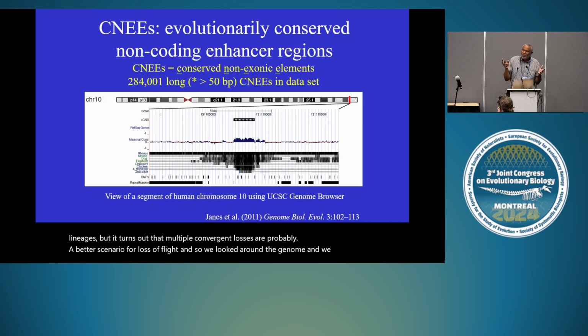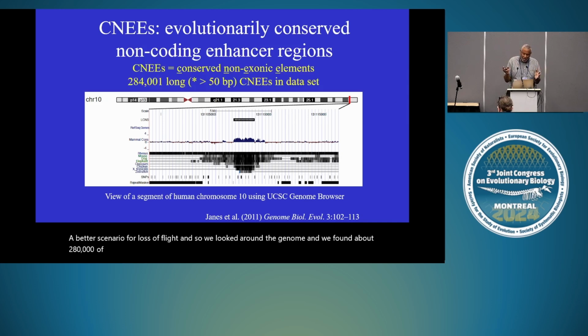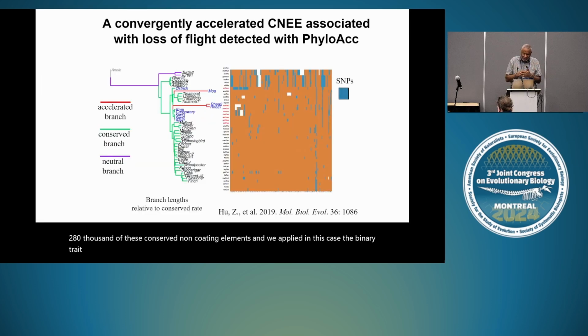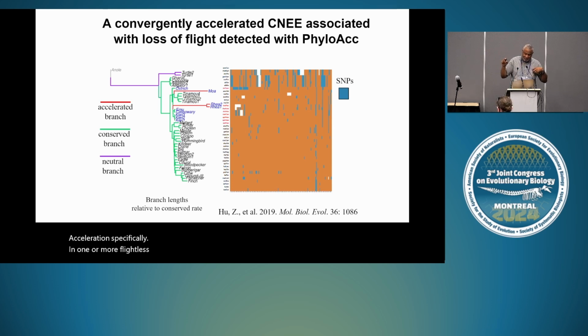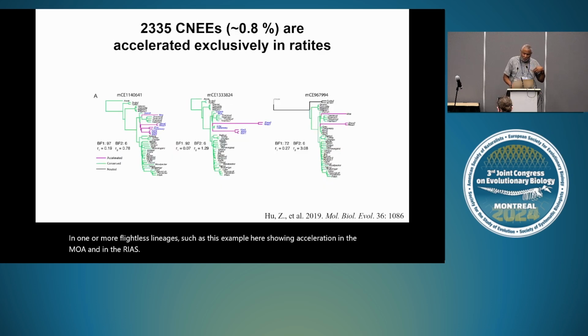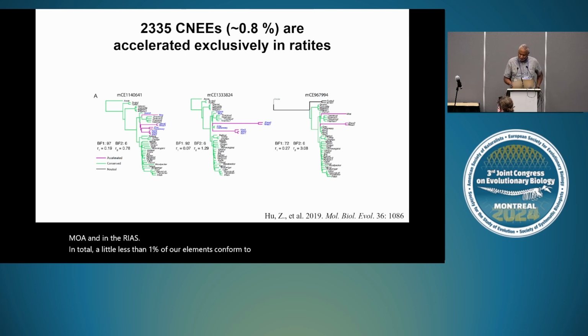found about 280,000 of these conserved non-coding elements. And we applied, in this case, the binary trait test, the original phyloACC. We found a number of cases like this where you have a genomic element that is conserved throughout the history of birds and yet shows acceleration specifically in one or more flightless lineages, such as this example here showing acceleration in the moa and in the rheas. In total, a little less than 1% of our elements conform to this pattern.